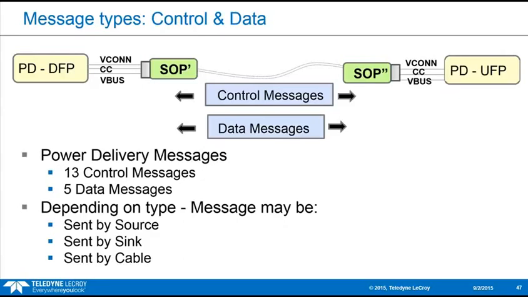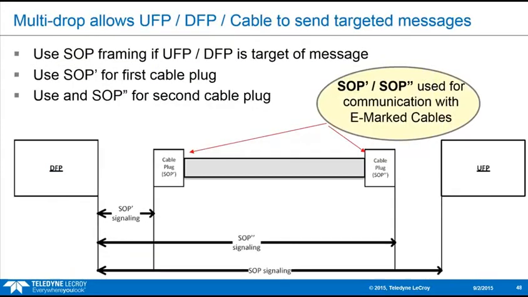The data messages contain some kind of payload. They move in both directions, and there are actually a few messages that can be sent asynchronously by the source, the sink, and even the cable itself. The CC channel is considered multi-drop, which means a DFP can target messages to the link partner at the far end or to each end of the cable.